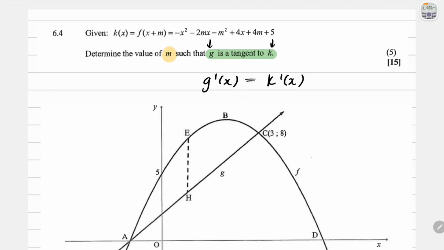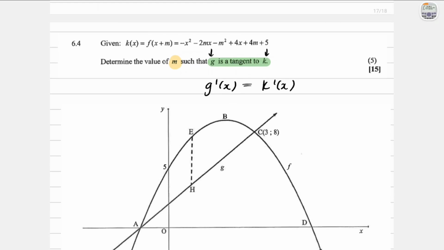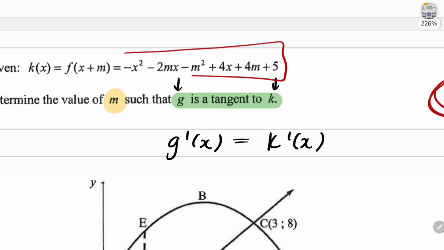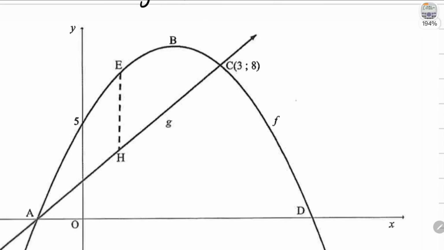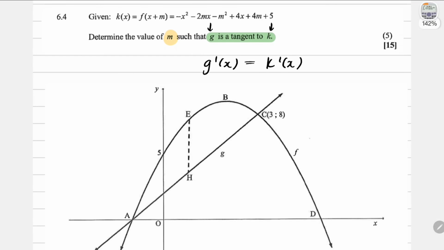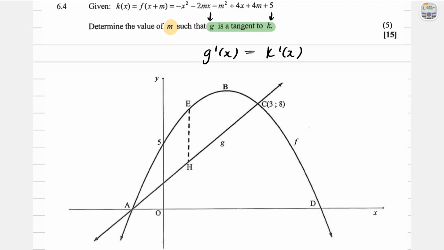Okay, so here's our graph. First, I want to understand it logically before we start working on the algebra of it, because definitely there's algebra. This is for 5 marks, so it's not something we can solve by just observing. They would never give you all of this so that you can just observe. So let's try to understand it first with the graph, and then we can go into the algebra of it. So determine the value of m such that g is a tangent to k.